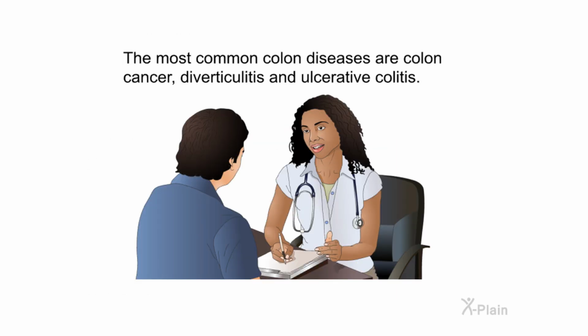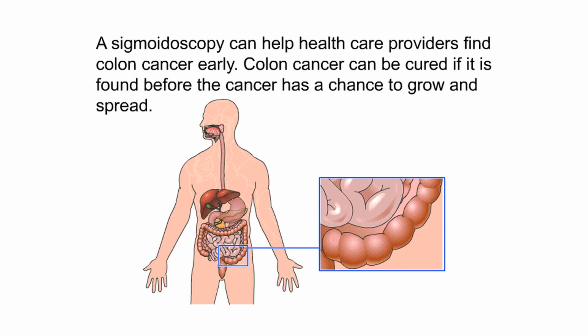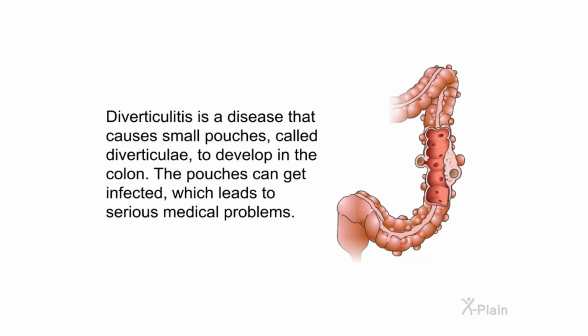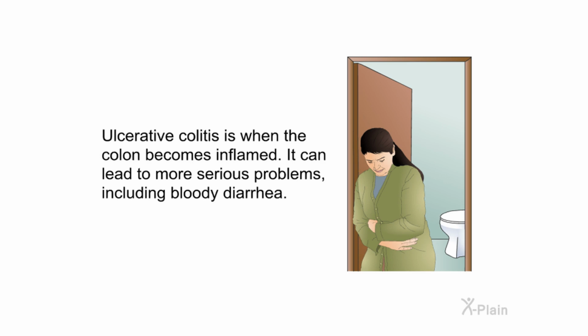Sigmoidoscopy. The most common colon diseases are colon cancer, diverticulitis, and ulcerative colitis. A sigmoidoscopy can help healthcare providers find colon cancer early. Colon cancer can be cured if it is found before the cancer has a chance to grow and spread. Diverticulitis is a disease that causes small pouches called diverticula to develop in the colon. The pouches can get infected, which leads to serious medical problems. Ulcerative colitis is when the colon becomes inflamed. It can lead to more serious problems, including bloody diarrhea.